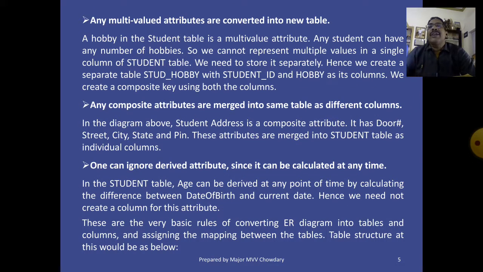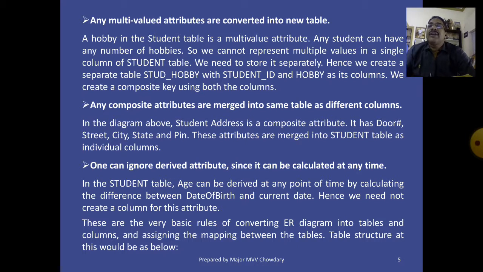Next, any multi-valued attributes are converted into new tables. A hobby in the student table is a multi-valued attribute. Any student can have any number of hobbies, so we cannot represent multiple values in a single column of the student table. We need to store it separately. Hence, we create a separate table, student hobby, with student ID and hobby as its columns.